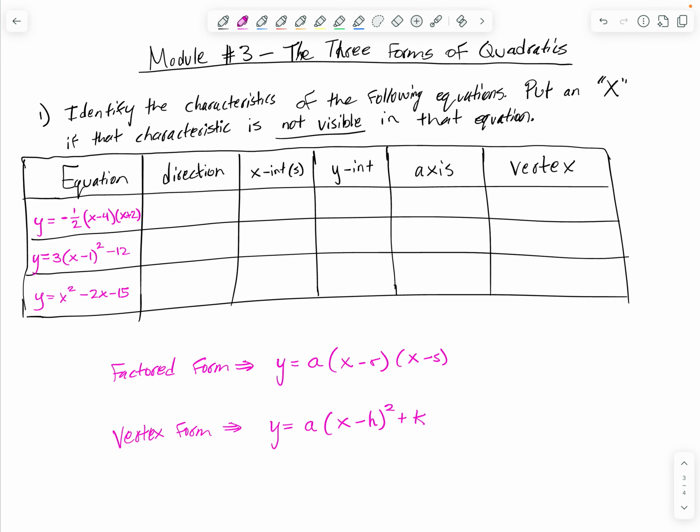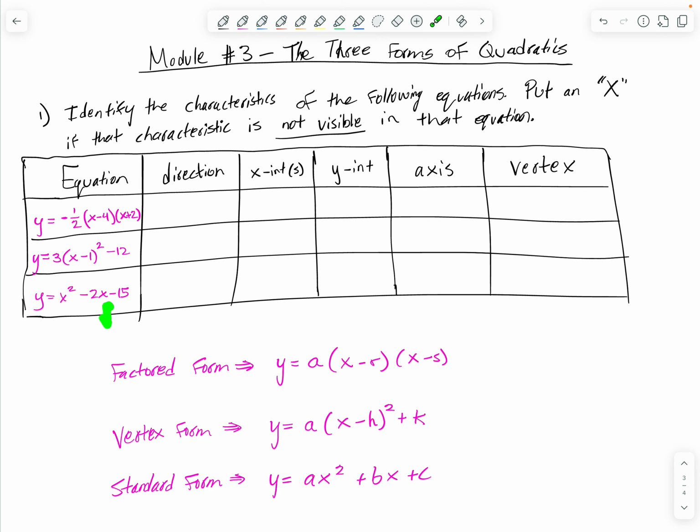Last but not least, this form right here is called standard form because it looks like this. Standard form looks like y equals ax squared plus bx plus c, where a, b, and c are numbers, so constants. Here a is 1, b is -2, and c is -15. So that's why it's called standard form. And what valuable thing can I get out of this? I can get the a, b, and c values, but really the c is what I can get by looking at it: that's my y-intercept.